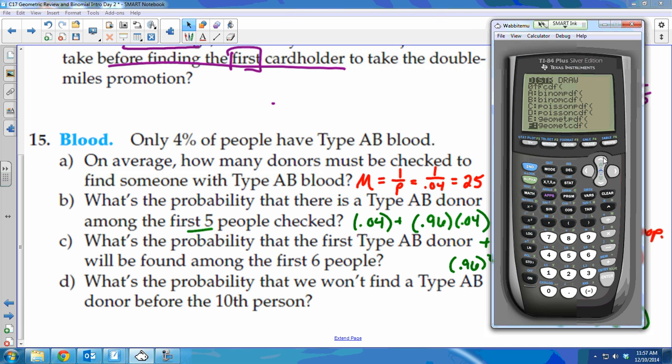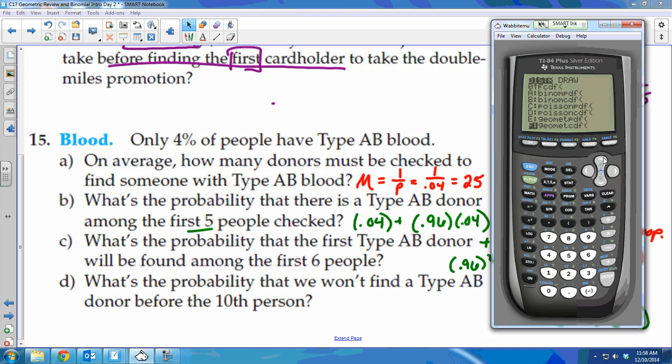Geometric model, PDF. PDF stands for probability density function. For a geometric model, we're looking for the first something to happen. You would use PDF if you knew the exact specific probability you wanted, like I want to know the probability that I get my first free throw on my 6th attempt. Not in the first 6, but on the 6th attempt. So it's very specific. You use PDF.